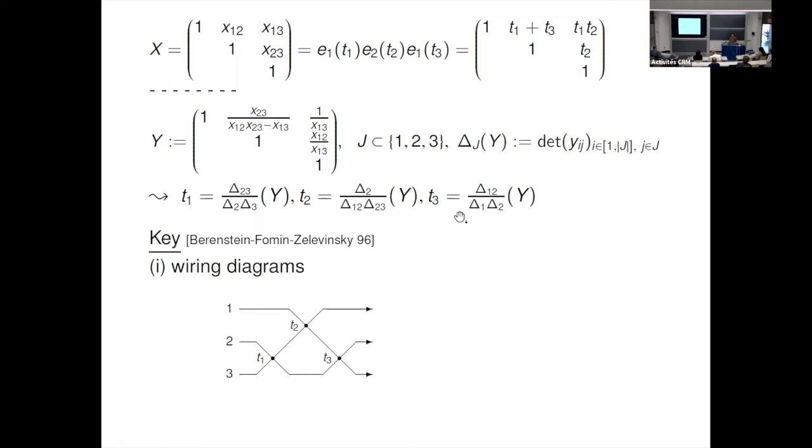Actually, there is a way to get a graphical description of this formula, given by Berenstein, Fomin and Zelevinsky in 1996. This paper is very important. They introduced the wiring diagram like this, depending on the description in terms of elementary matrices. If you have E1(t1), then you cross the second and third wires. I'm sorry that the numbering is opposite, but it will be easier for some reason. At the crossing, we assign this positive number t1. In the same way, if you have E2(t2), you cross the first and second wires and assign t2 at the vertex, and so on.